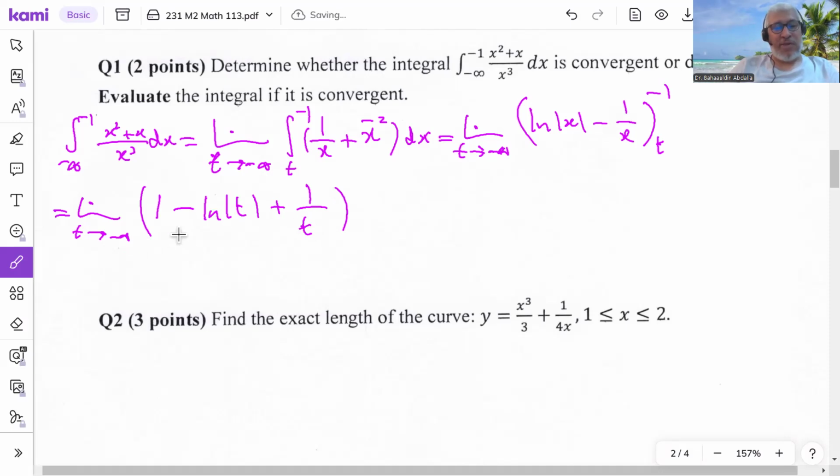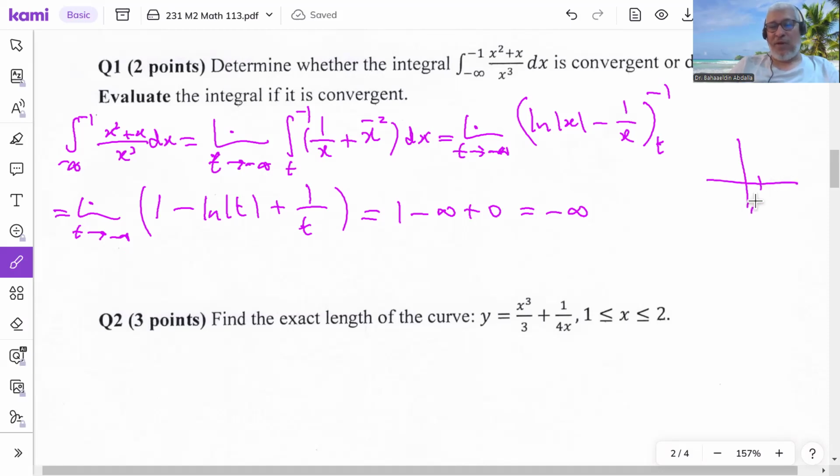And now I can replace t by negative infinity. Well, if you replace t by negative infinity, there is no t in the 1, so the limit of 1 is 1. 1 over negative infinity is 0. Ln of negative infinity, in absolute value, would be ln infinity, and ln infinity is infinity. So I'll have negative infinity plus 0. So in fact, I have negative infinity.